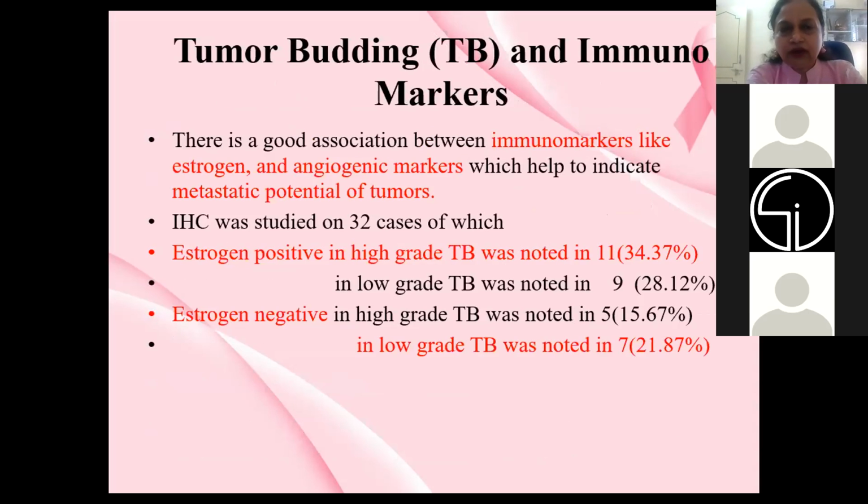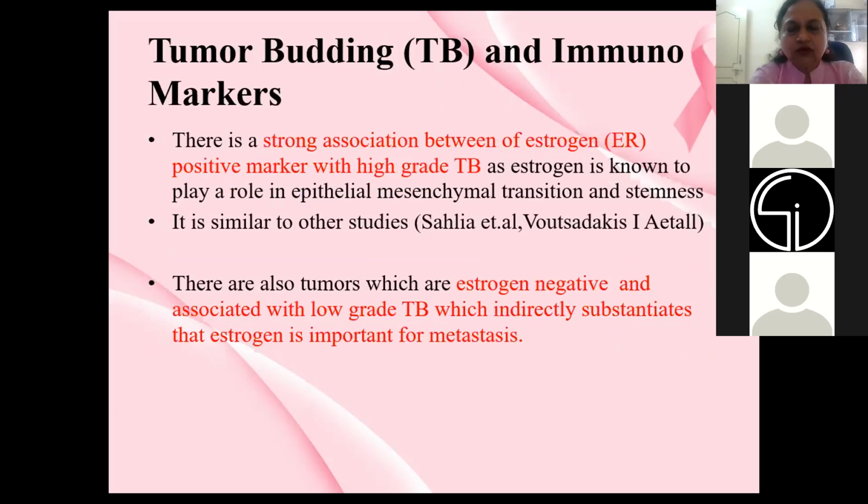Now coming to an important aspect, which a lot of people are working on lately, is tumor budding and immune markers. There's a good association between immunomarkers like estrogen and angiogenic markers, which help to indicate the metastatic potential of tumors. The IHCs were studied on 32 cases, of which estrogen positive in high-grade tumor budding was noted in 11, that is 34.37% cases. In low-grade tumor budding, it was noted only in 9, that is 28% of cases. While estrogen negative in high-grade tumor budding was noted in 5, and low-grade tumor budding was noted in 7, that accounts for 21% of the cases.